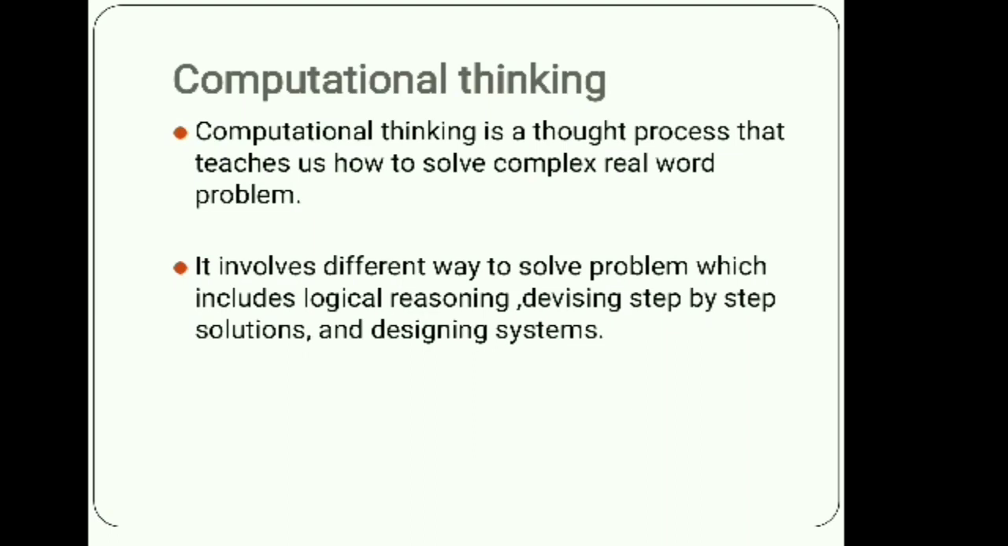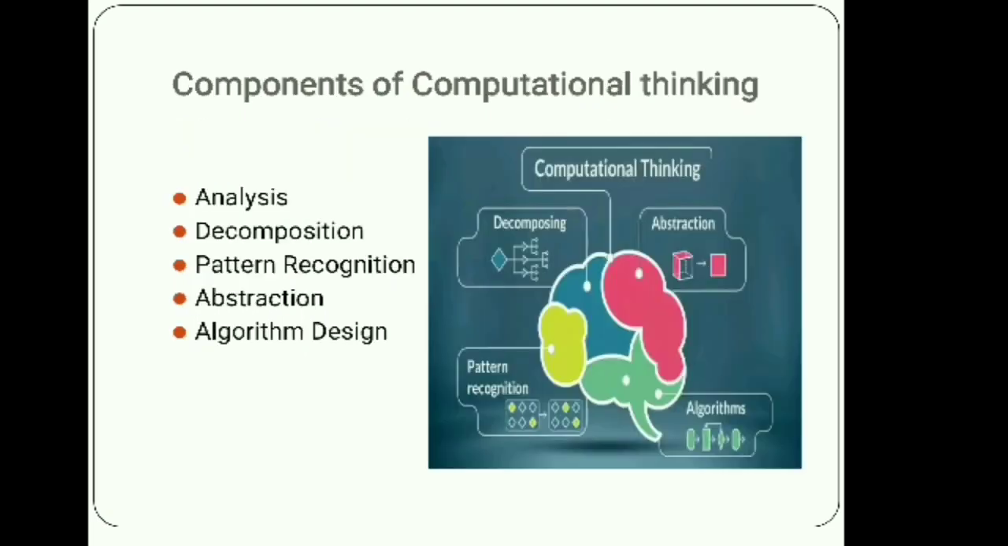Move to our next topic, that is the components of computational thinking. There are 5 key components of computational thinking. First is analyzing. Analysis is the process of understanding the problem and condition and defining the goals. Next is decomposition. It is breaking down a large problem into smaller parts which are easier to understand. The smaller parts can be examined closely and solved individually.